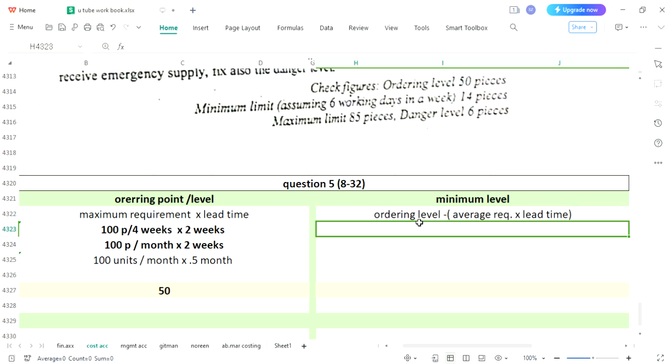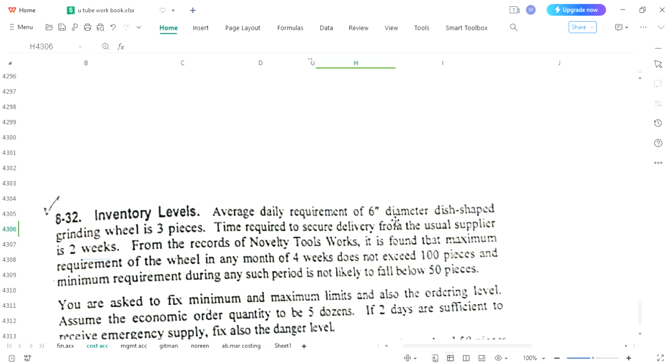Alright guys, the ordering level has already been calculated. This is your answer of ordering level, and we have matched it as well: 50. So put 50 over here, then we will follow the formula, minus, then bracket start, we need to put the average requirement. Go back to the question and you will see that in the first line, average daily requirement is 3 pieces.